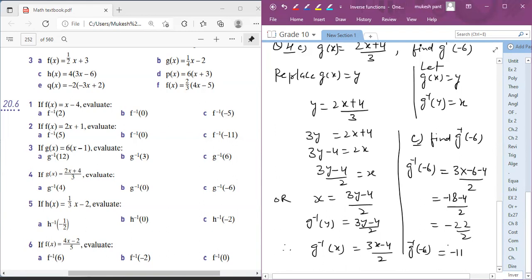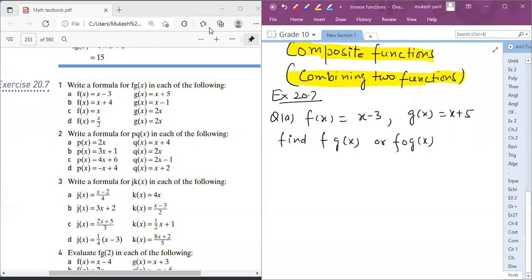It's like once you get the inverse, you simply replace x by whatever value is given. Like here minus 6 is given, and then you simplify and you will get the answer. Right? This way you will do all the remaining parts. Now I'm going to find out a solution.